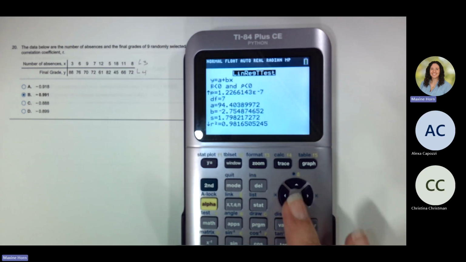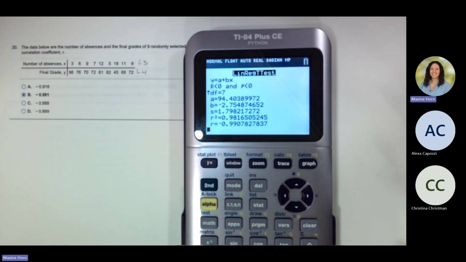Okay, and then we're going to arrow down, and we have an R of negative 0.9907827837, which when rounded is negative 0.991. That is a super strong correlation, right? Because it's really close to -1.